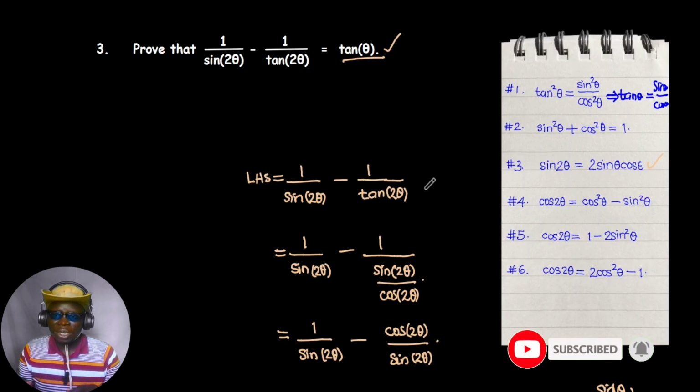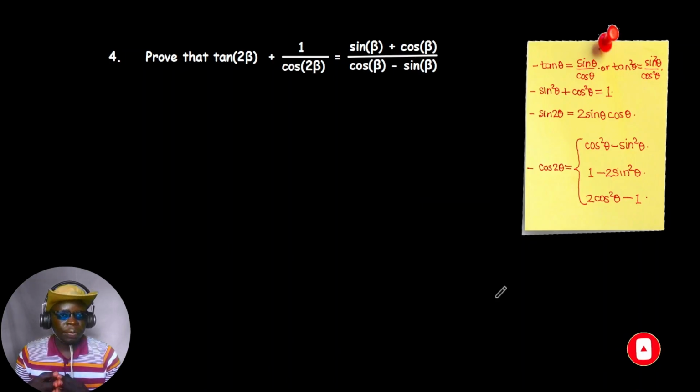Therefore, let's move on. In question number 4, we have to prove that tan 2 beta plus 1 over cos 2 beta equals sin beta plus cos beta over cos beta minus sin beta. Now, according to you, which side, the left hand side or the right hand side, looks complicated? In my own judgment, the left hand side looks complicated because tan 2 beta is separate from here, so we have 2 terms on the left hand side, and yet here we have 1 term.